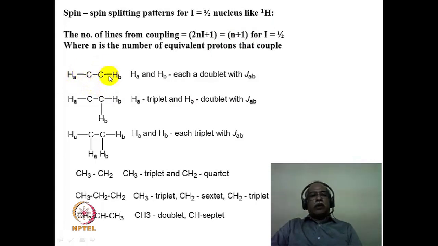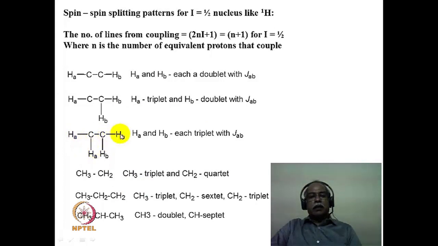So when you have an adjacent hydrogen, each of the HA and HB is going to be a doublet with one single coupling constant of JAB. When you have two coupling partners which are chemically equivalent, then HA will be a triplet, because n plus 1 will be a triplet for this hydrogen, and this will be a doublet because there is an adjacent hydrogen which leads to a doublet.